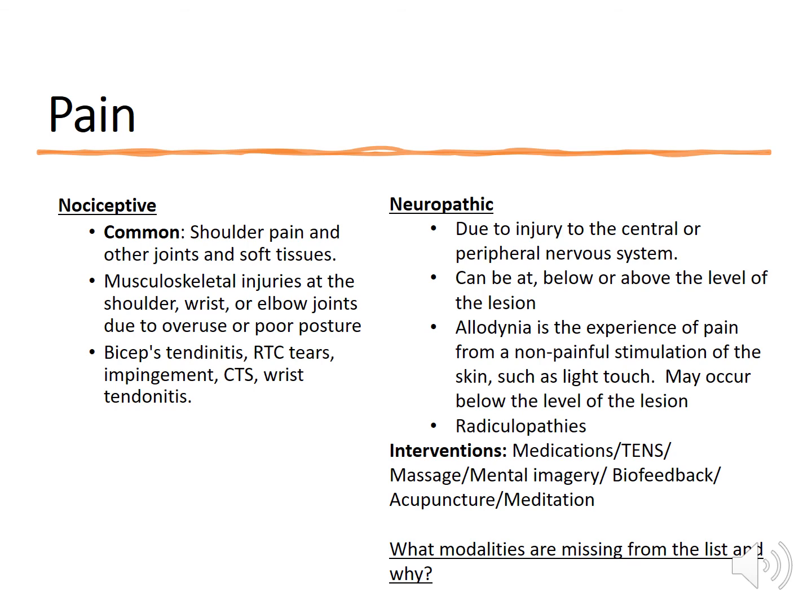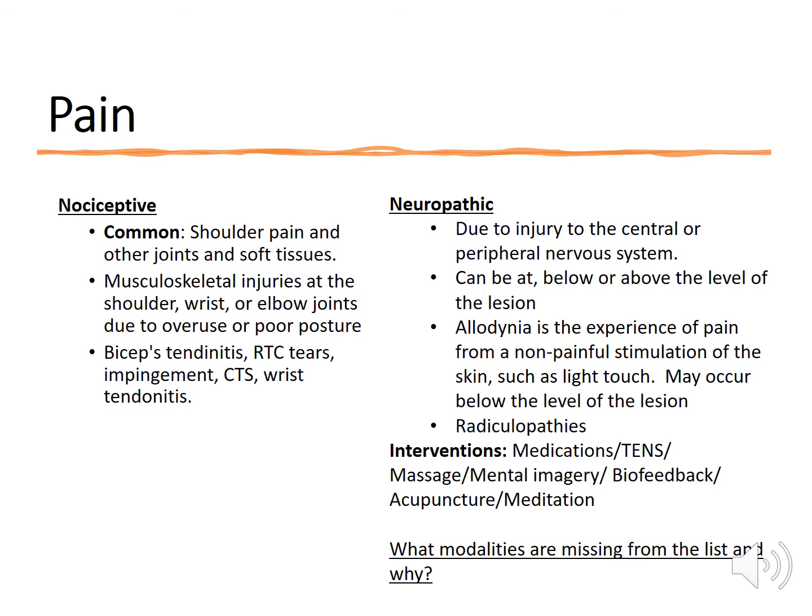It can occur, as it states in the slide, at the level of the lesion, above the level of the lesion, or below the level of the lesion. So neuropathic pain below the level of the lesion is due to spinal cord damage and may take the form of allodynia. Allodynia is the experience of pain from a non-painful stimulation, or they may have hyperalgesia, which is increased sensitivity to pain that is caused by damage to the nociceptors.